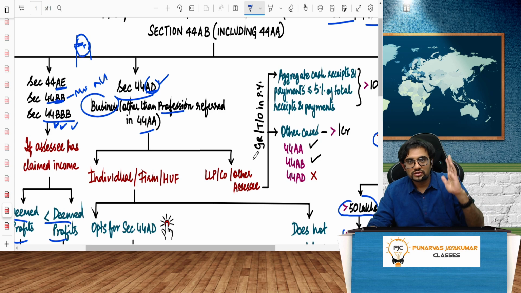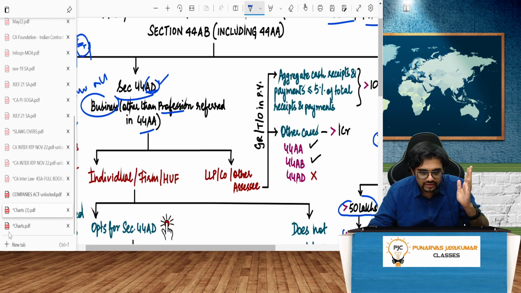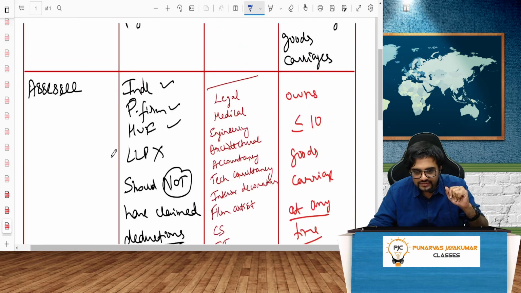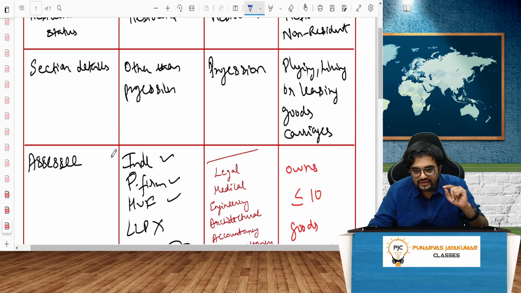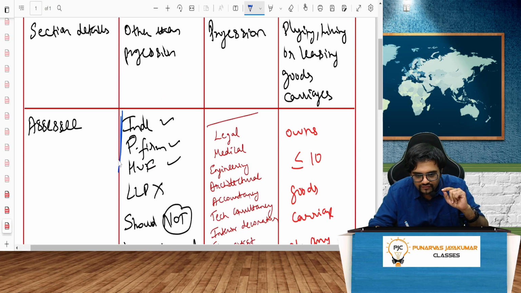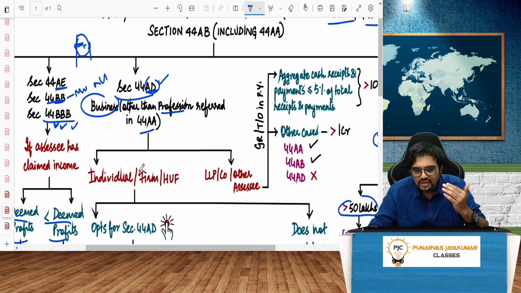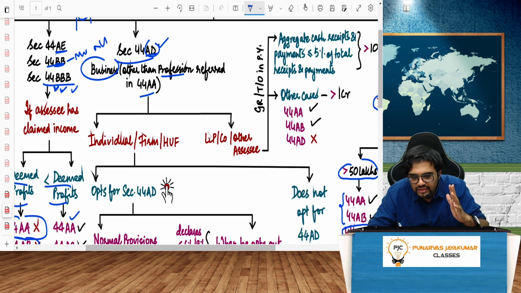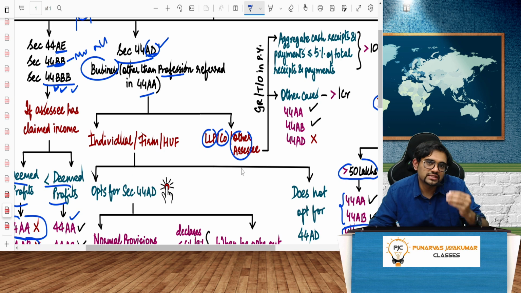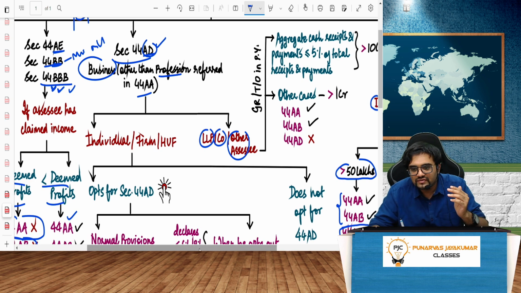So hear me out now. I have shown you in my amazing handwriting chart here that 44AD was for individual, partnership firm, HUF, other than LLP. 44ADA was for individual and partnership firm only, but here it is individual, partnership firm, HUF other than LLP. So you know that 44AD will not apply to LLP, company and other SSC. That much we know. So let's take the easy one first.